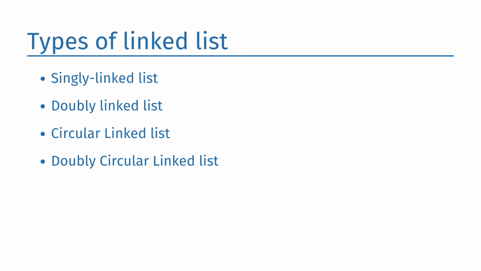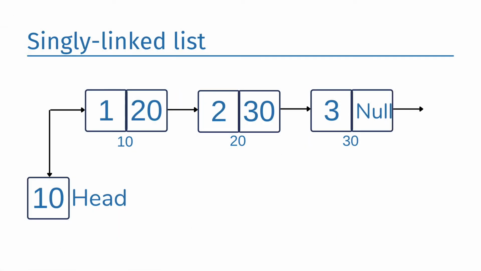Types of linked lists are singly linked list, doubly linked list, circular linked list, doubly circular linked list. Now we will see these in detail one by one. The singly linked list is a data structure that contains two parts. One is the data part and the other one is the address part, which contains the address of the next or the successor node. The address part in a node is also known as pointer.